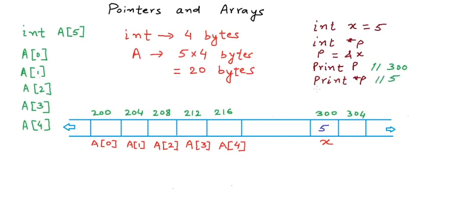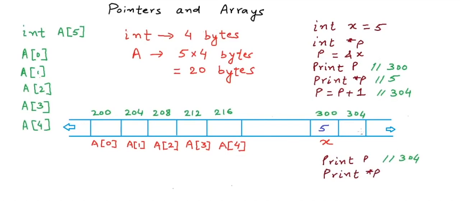This is fine, but we also know that we can increment or decrement a pointer variable by a constant. So we can do something like p equal p plus 1, and this will take us to the address of the next integer, and because an integer is 4 bytes, now p would be 304. So if I want to print p now, then the output should be 304, but if we try to dereference p now and print asterisk p, then we do not know the value at this address, so we cannot say what will be printed.